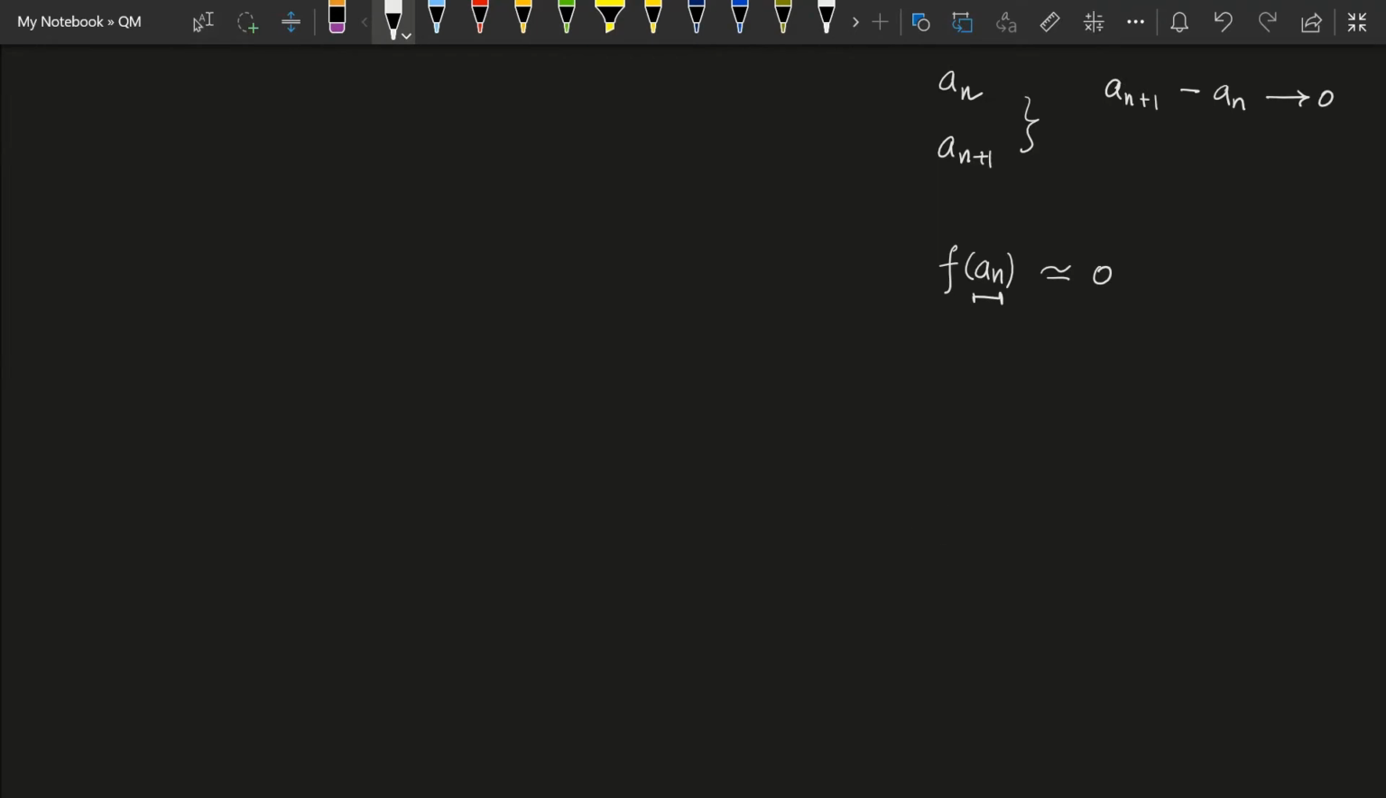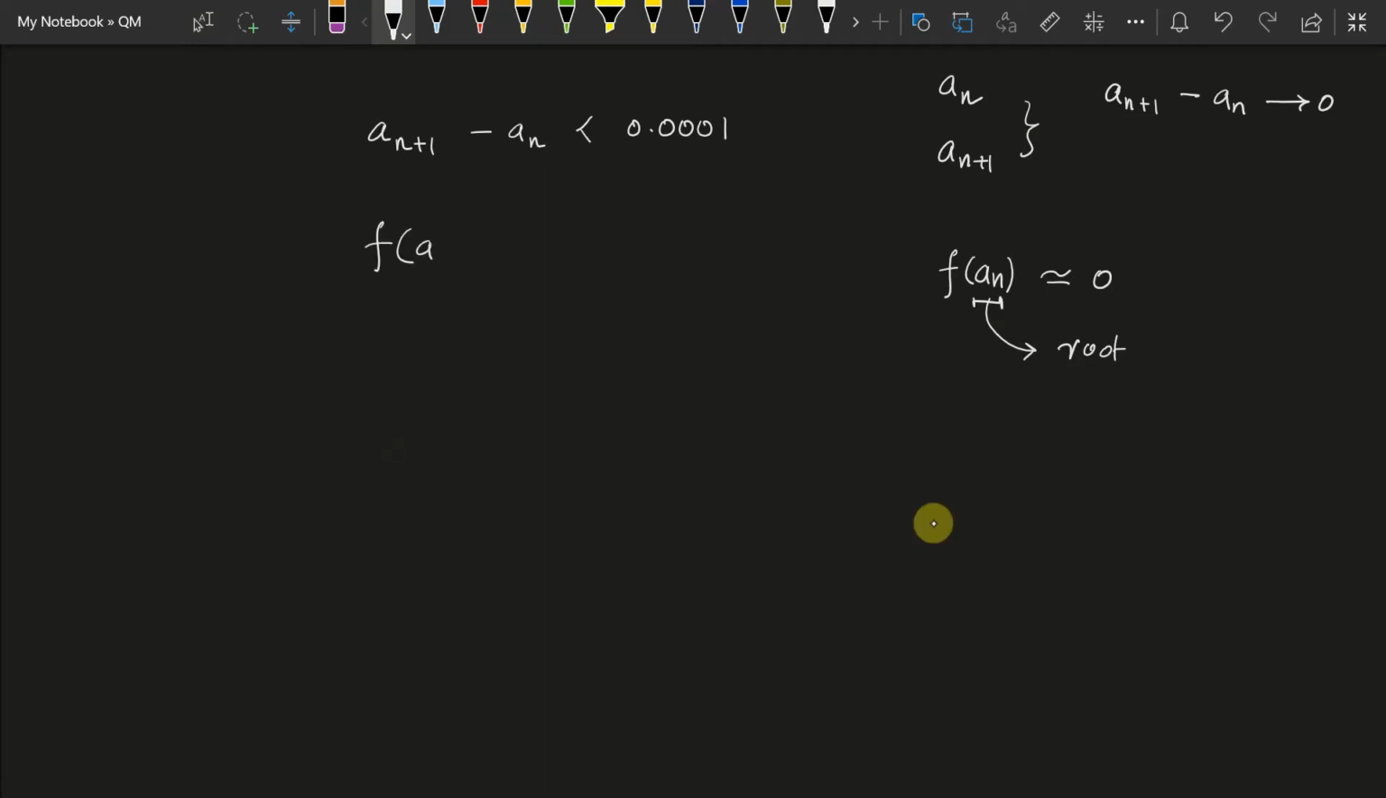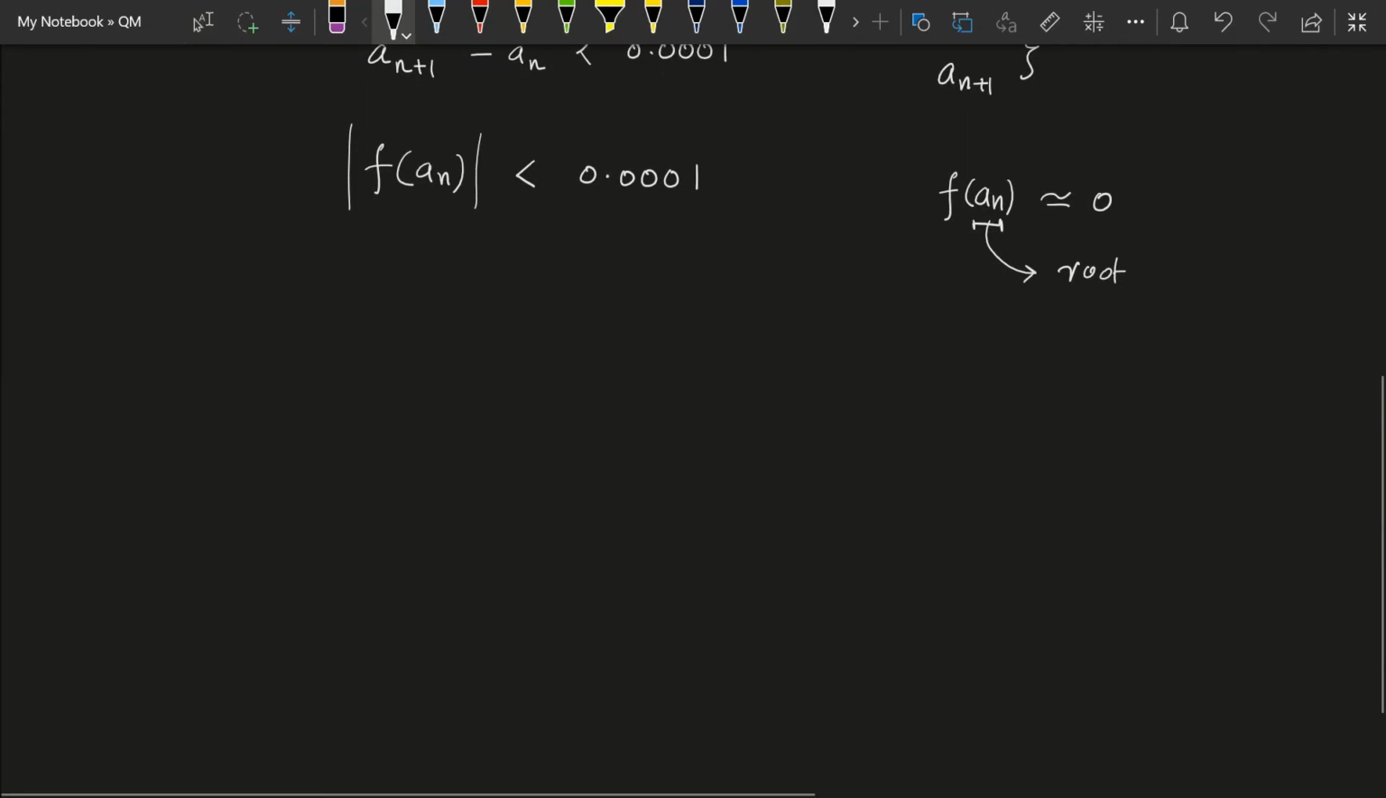And the value of an at that point will give the root of the function. So hope you understood the method. Now we also need to put some criteria for stopping. So we can say that when an plus 1 minus an is less than a very small value, we stop. Or we can also say that when f of an becomes less than a very small value, we stop. I mean the magnitude of f of an becomes less than that small value.